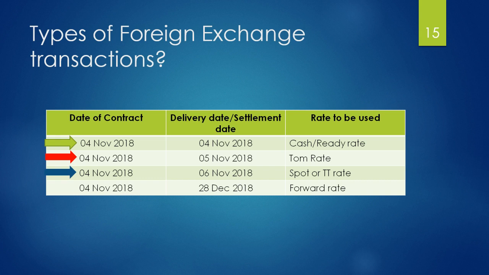Fourth, we have a deal that took place on 4th November 2018 but the settlement took place on 28th December 2018. Thus, this is a forward transaction as the date of settlement is beyond the second day from the deal. Thus, the rate used will be forward rate.